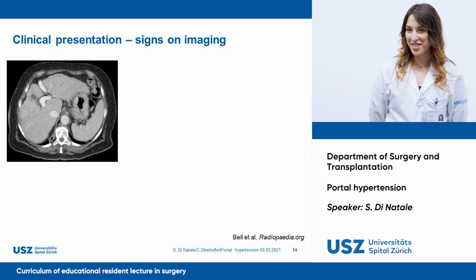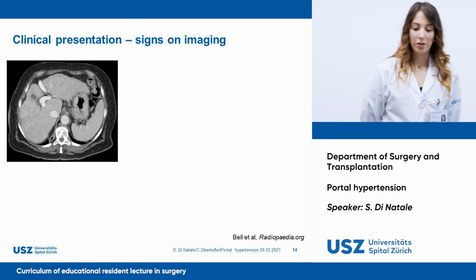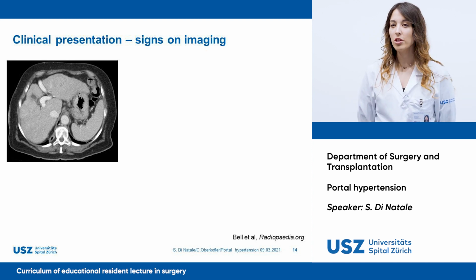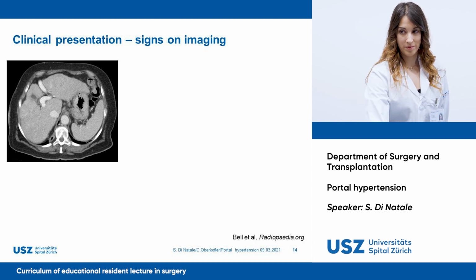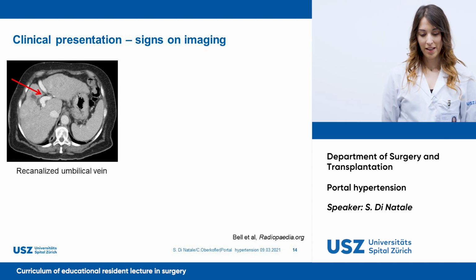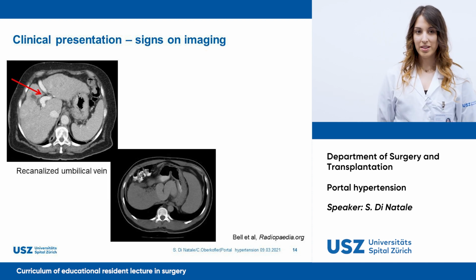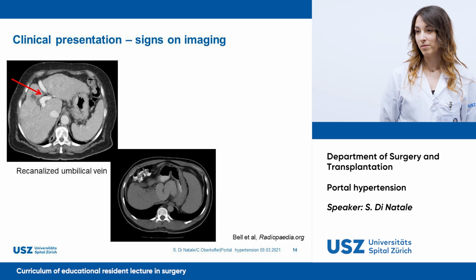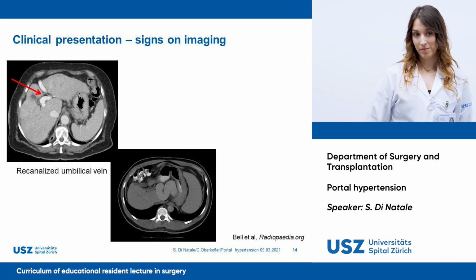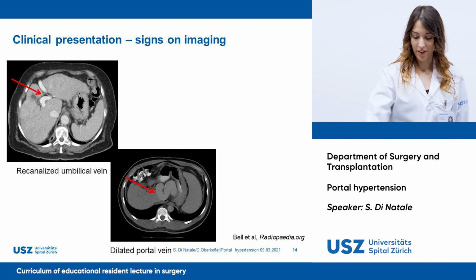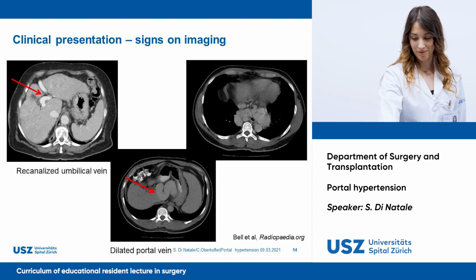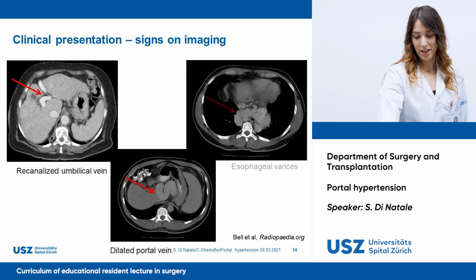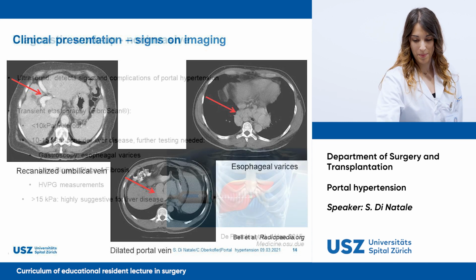I have another question. What kind of changes due to portal hypertension are shown on this image? No one. This is a recanalized umbilical vein, maybe the second one. The dilated portal vein, and the third one. Esophageal varices. Right, esophageal varices.